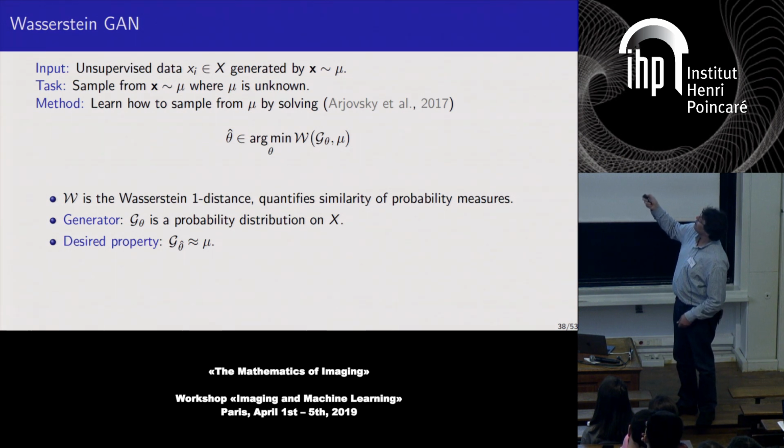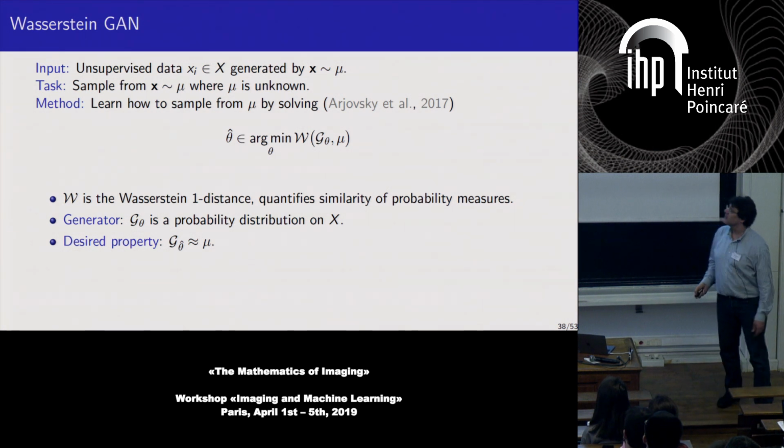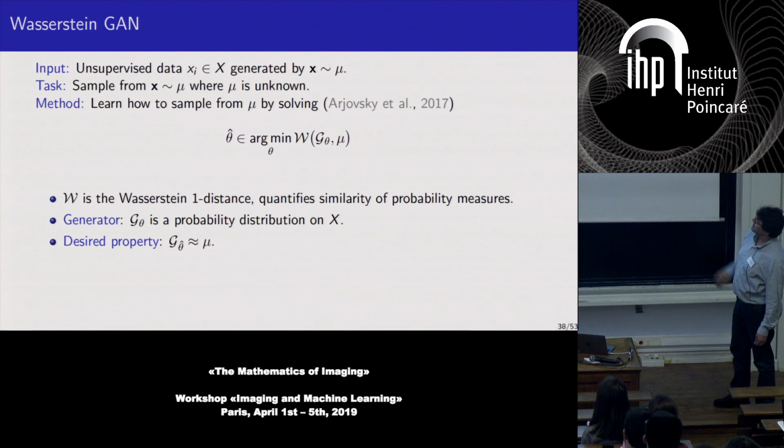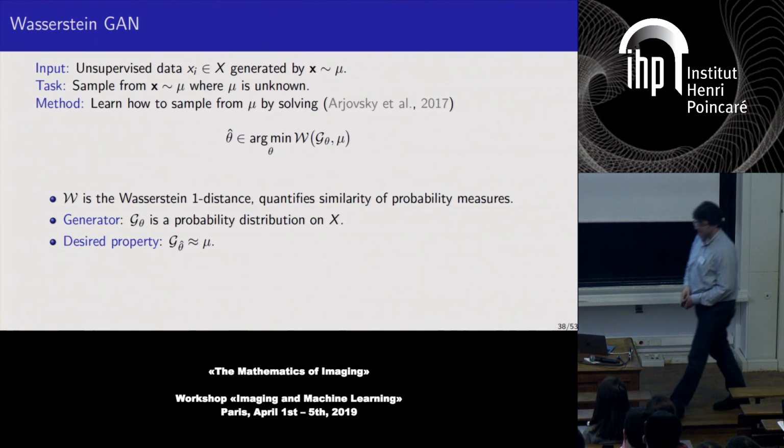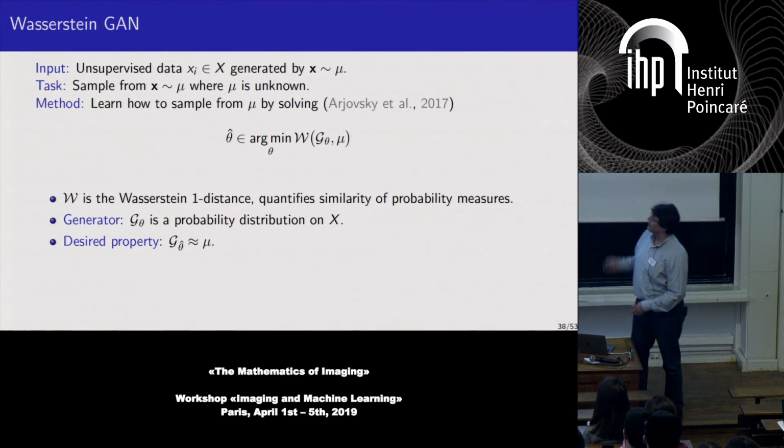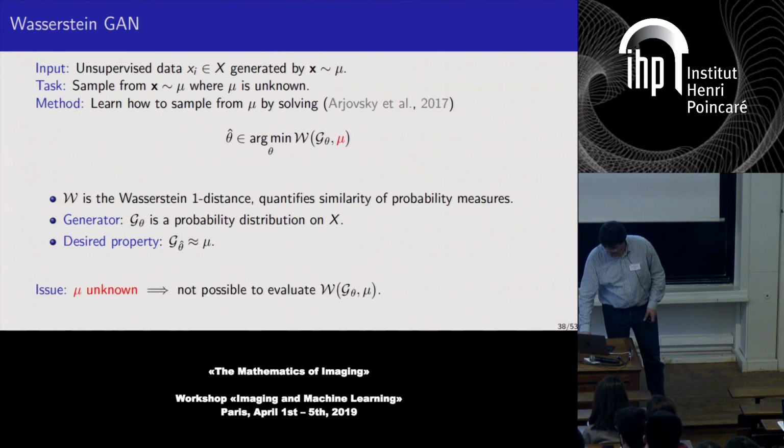And then, of course, we have some way of measuring the distance between this mu, which is unknown, and what I call the generator. So this is a parameterized family of probability distributions, and I'm minimizing this distance. In the Wasserstein GAN, you're picking the Wasserstein 1 distance. Ideally, you pick it so that you're matching this target probability distribution. Well, mu is unknown, so it's not possible to evaluate this expression. So this is kind of meaningless, right? The way I've written it.